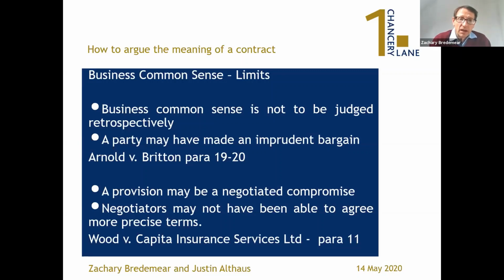Other points about the limit to which business common sense can be applied were suggested in Wood and Capita. A provision which appears to lack business common sense may be part of a negotiated compromise. It may be a quid pro quo. So just because an area of the contract appears to lack business common sense doesn't mean the court should depart from it. And again, it may be that the negotiators simply couldn't reach precise terms on the particular issue between the parties, and something has been left vague, potentially lacking in business common sense for that reason.